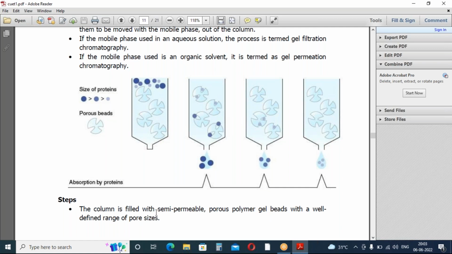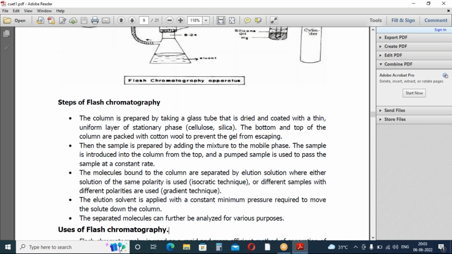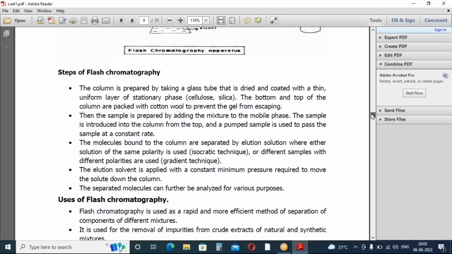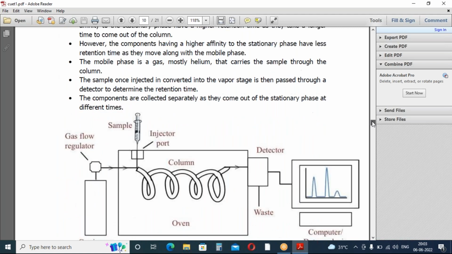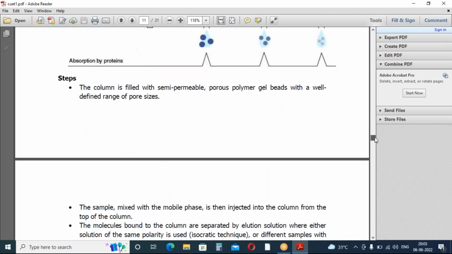And what are the steps? The column is filled with semi-permeable porous polymer gel beads, and that means first of all the stationary phase has to be prepared with the gel. I think you know about the preparation of gels in PAGE electrophoresis and also agarose gel electrophoresis. Like that, here also the stationary phase is prepared with the gel, and that causes the separation of the mobile phase containing different types of particles, mainly based on the different sized ones.